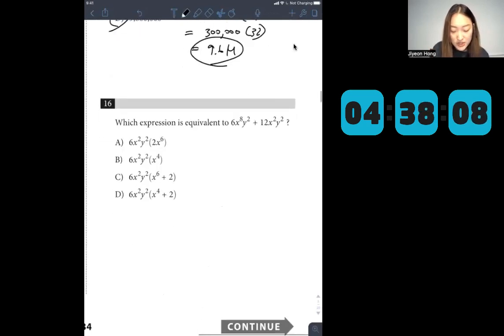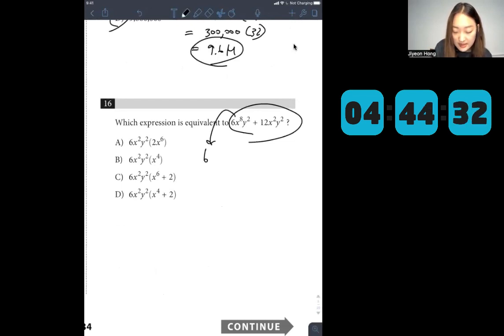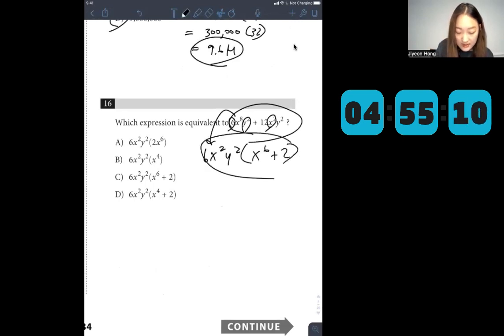Number 16, which expression is equivalent to this? And so we're going to take out 6. We're going to take out x squared, and we'll take out y squared. So we have 6x squared y squared. So we have remaining x to the 6th power plus 2. And the answer choice is C.